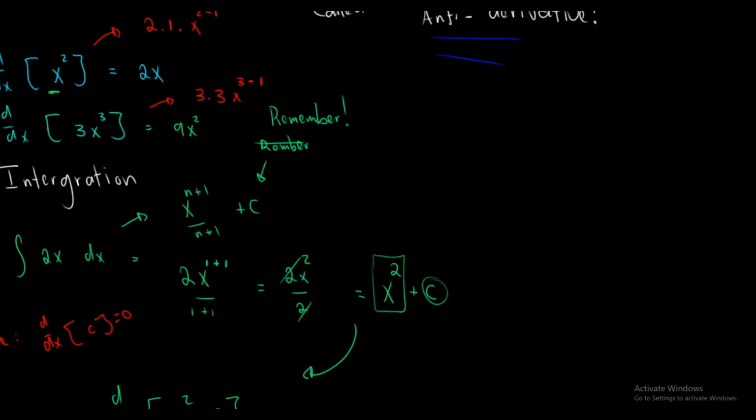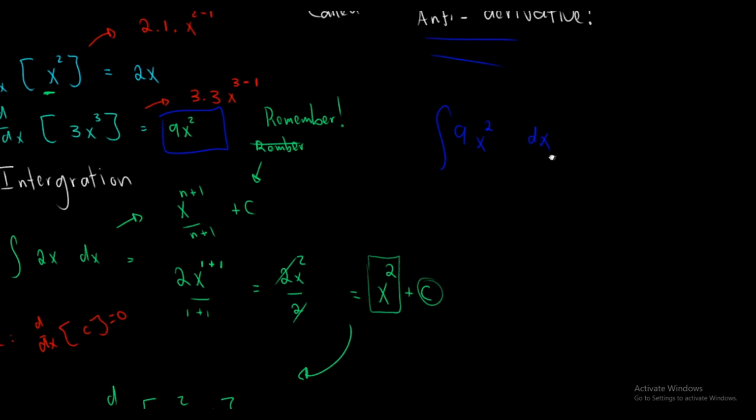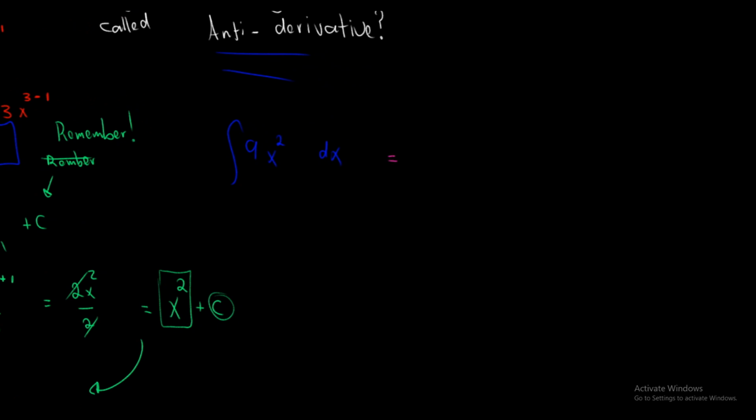Let's look at the next one. Let's look at finding the integral of 9x squared dx. Let's use a brighter color. The technique, again, is x^(n+1) over n+1. Let's do it. Let's say we're going to say 9x^(2+1), which is 3, over 3. I can simplify this to say, well, that's going to be 3x cubed plus c.